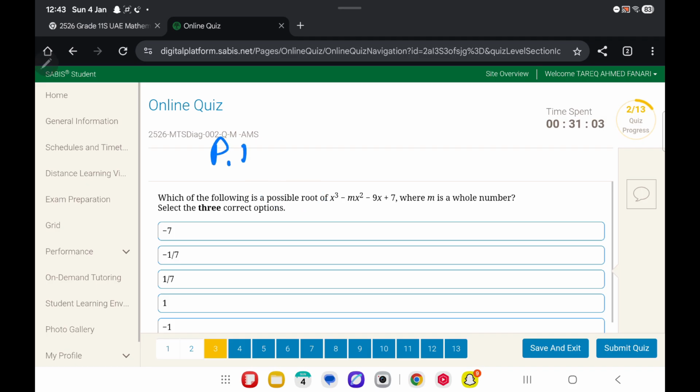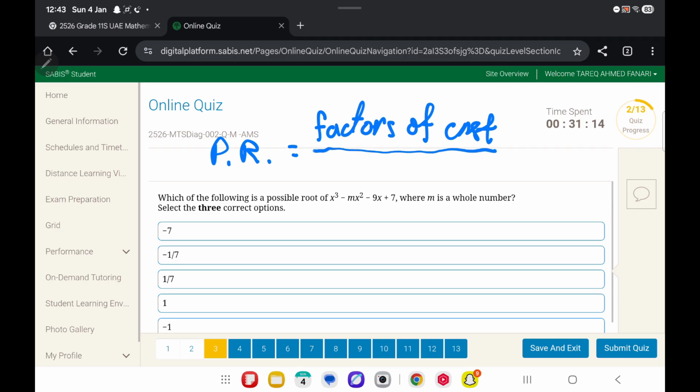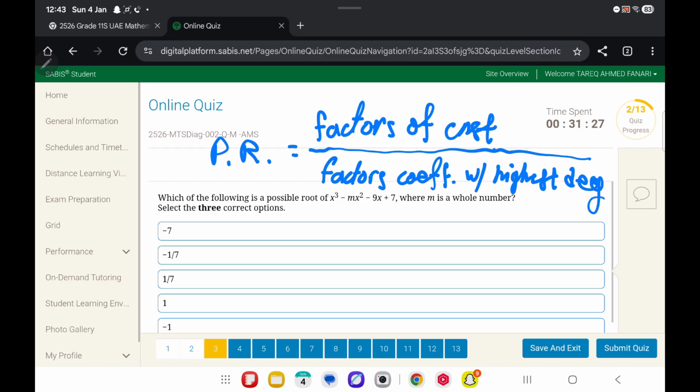Now, possible roots. To find the possible roots, the formula is factors of the constant, the last term, over the factors of the coefficient with the highest degree, or the leading term, basically. So in this case, it's the factors of 7, and this is 1x cubed, so the factors of 1. The factors of 7 are 1 and 7. The factors of 1 is just 1.